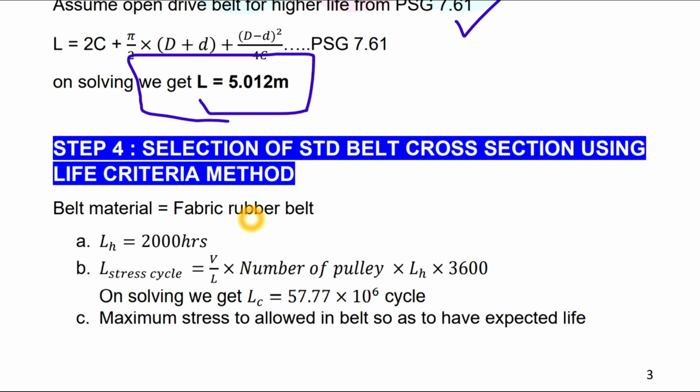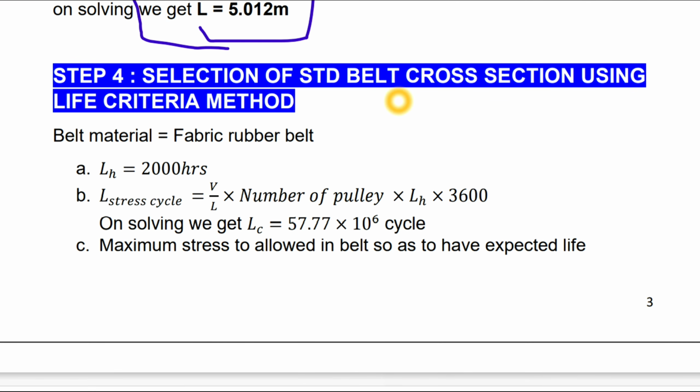Moving to the next step, step number 4 is the selection of standard belt cross section using the life criteria method. So we will select the standard belt cross section using the life criteria method. Here the belt material will be fabric rubber belt. First, in part A comes LH. LH denotes life in hours, given in the question as 2000 hours. So put LH equal to 2000 hours.